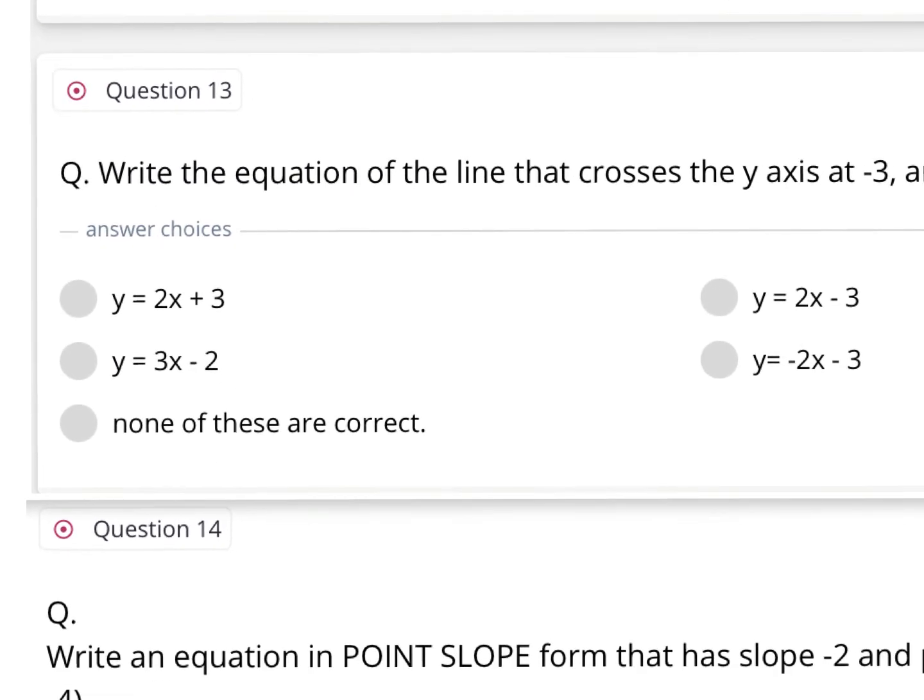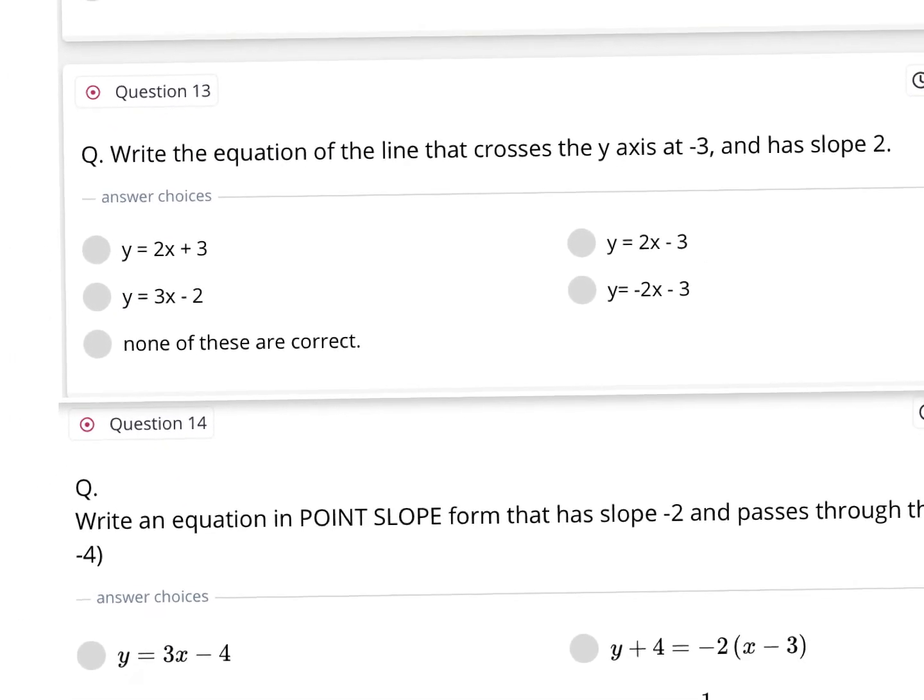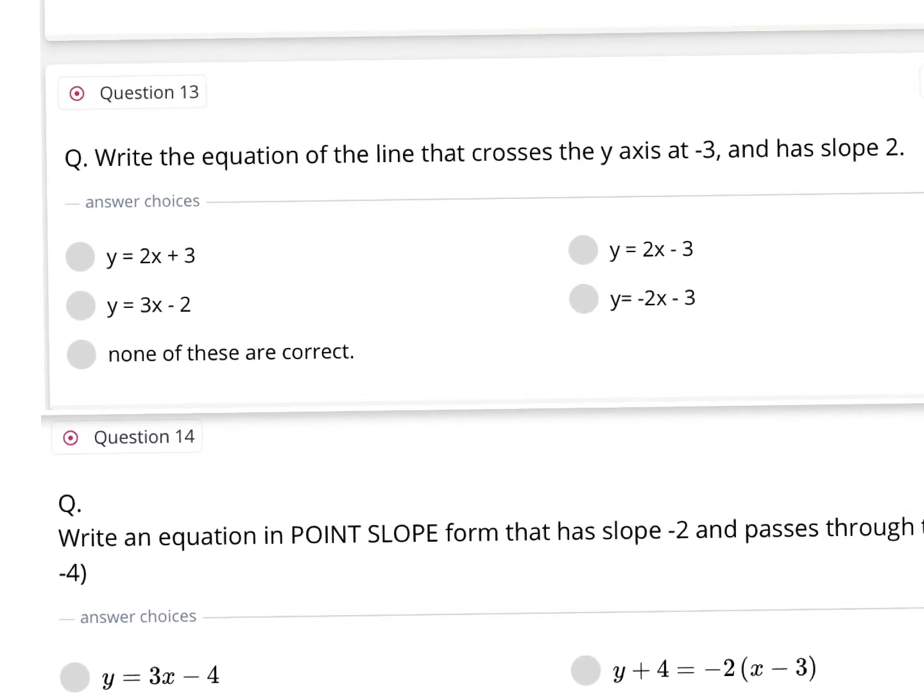Write the equation of the line that crosses the y-axis at -3 and has a slope of 2. Okay, what are they asking us? What are they giving us? They want us to write an equation. They don't tell us in any form. Obviously, our multiple choices are all in slope-intercept form, which means we need a slope, which they give us, the m value is 2, and we need a y-intercept. What is a y-intercept really? It's where it crosses the y-axis. So this is your b value. They give it to you straight out.